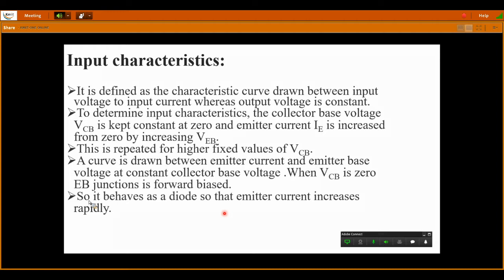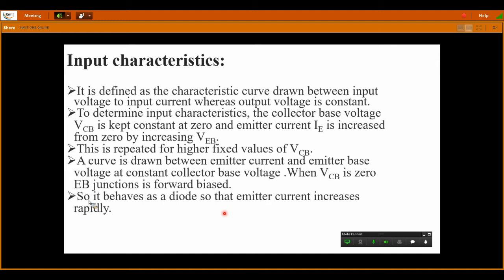So let me start with your input voltage variation from 0 onwards, gradually increasing it till the maximum value of your input voltage, which is VEB, with a constant output voltage. So we'll start the characteristics. We'll note down the characteristics by taking the output voltage initially as 0. Thereafter, it must be increased slowly up to the maximum values.